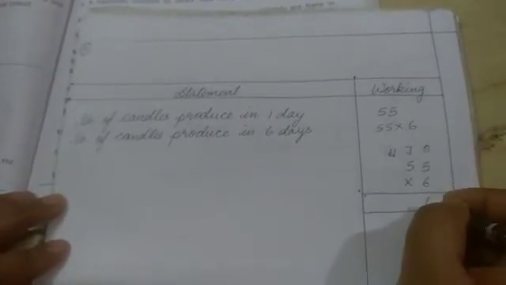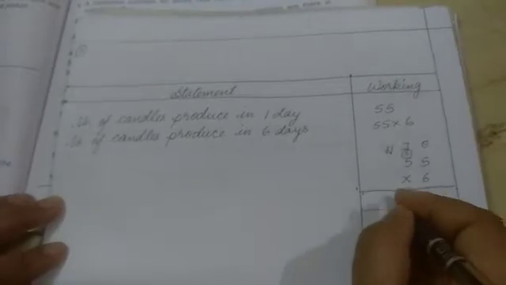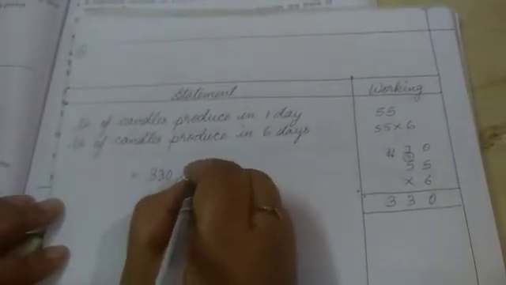6 5s are 30. So we'll write here 0 and 3 will be carried here. 6 5s are 30 plus 3, it is 33. So the answer will be 330 candles.